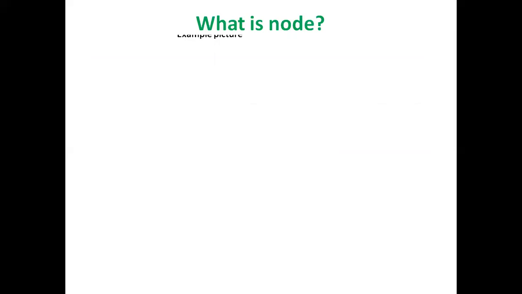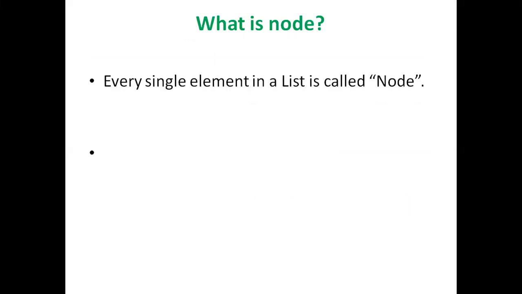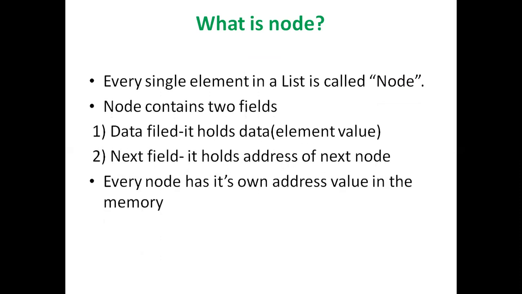Now what is node? Every single element in a list is called a node. The node always has two parts. First one is the data part, second one is the next part. The data field always holds data, meaning whatever elements we are giving will be stored in the data part. And the next field holds the address of the next node. Remember one point here: every node has its own address value in memory.